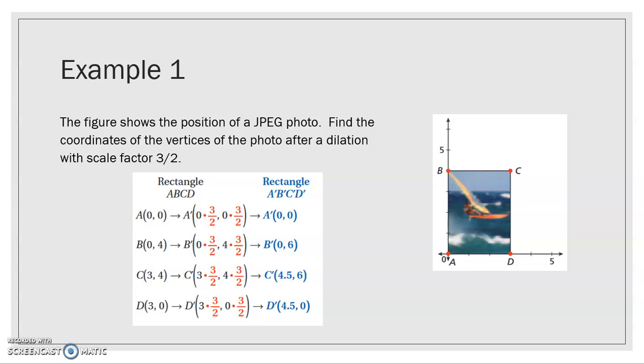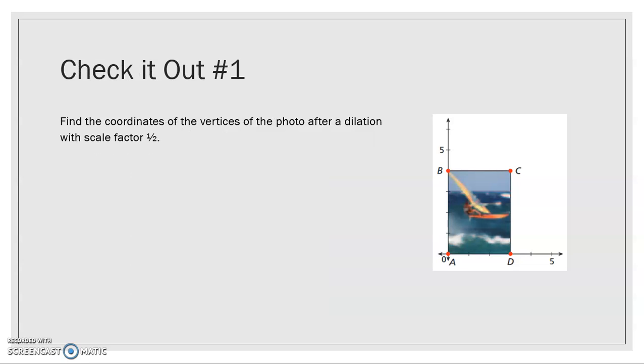So it's time for a check it out question. Check it out number 1 asks you to find the coordinates of the vertices of the photo after a dilation with a scale factor of 1/2. So go ahead and pause this video and do that. Put it on a Google Doc that you can turn in at the end of this video lesson. And I'll see you soon for example 2.